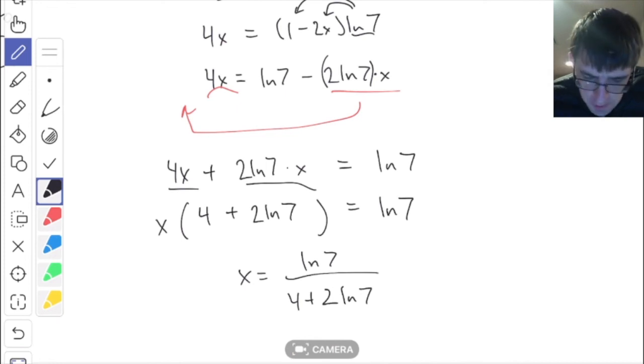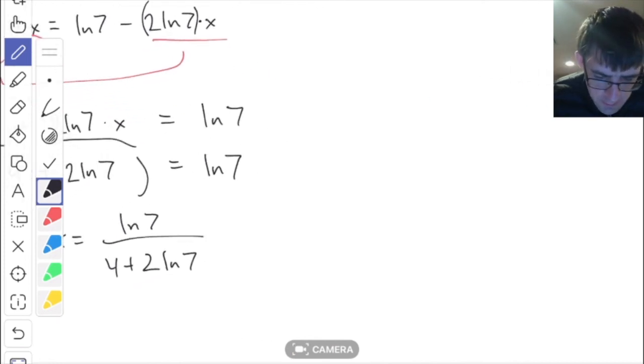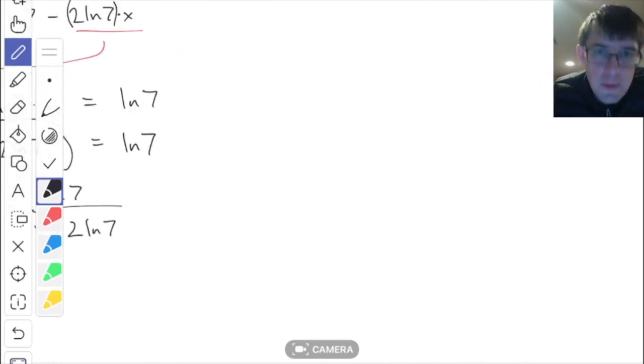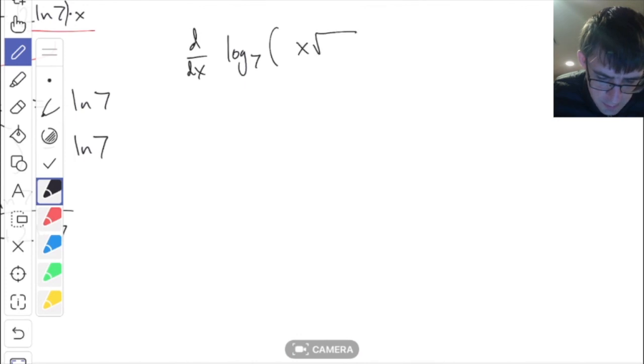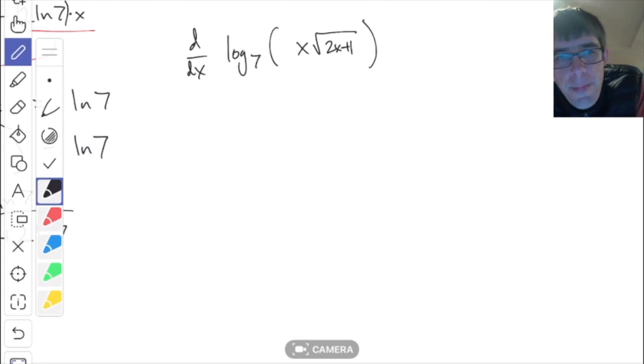How about just for fun, let's do one more derivative of some complicated something. Let's try the derivative of log base 7 of x times root 2x plus 1. I'll try and do a complicated one here. It's a complicated one. I don't know if it looks complicated.